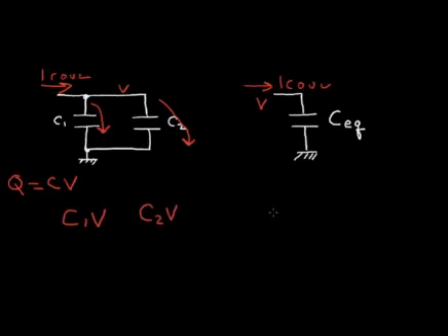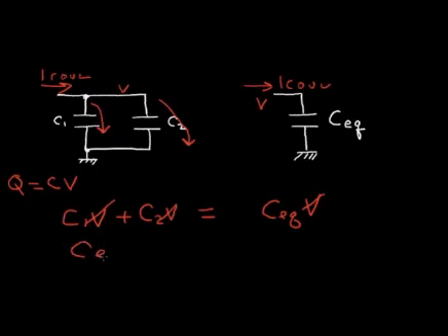For the equivalent capacitor, I can say CEQ times voltage is equal to the charge on CEQ. So the charge on C1 plus the charge on C2 is equal to the equivalent charge on CEQ. Now notice that the V's cancel. I'm left with a very simple equation.